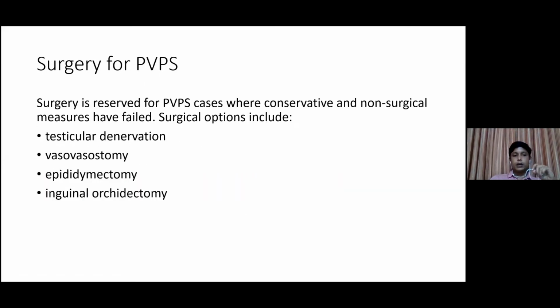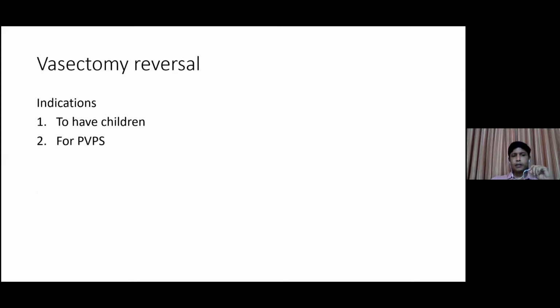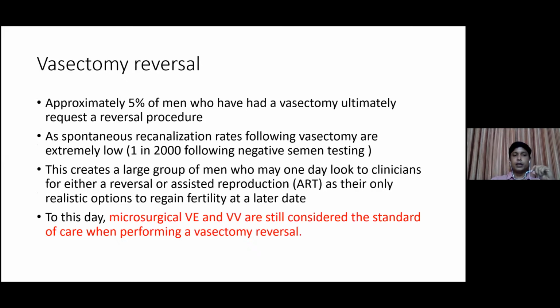The surgical options are testicular denervation, vasovasotomy, that means reversal, epididymectomy, or inguinal orchidectomy. These are the options to offer for this pain patient. But we have to make sure that the patient doesn't have neuropathic pain. If the patient has neuropathic pain, these things may worsen the condition. And for vasectomy reversal, the indications are that the patient might change their mind about having children due to social issues, and also post vasectomy pain syndrome.